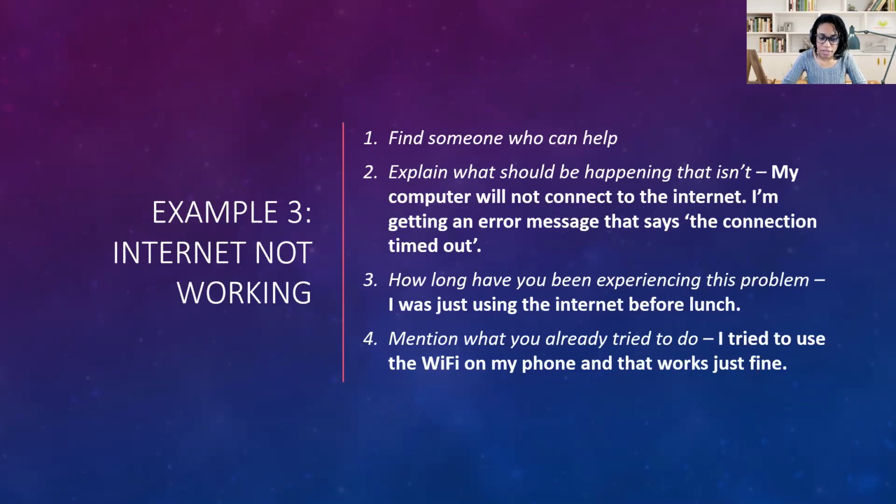So eventually we had to get in contact with Spectrum, and we told them our internet's not working, our computers won't connect, none of our devices will connect. And in this example, I give them the error message, but we didn't have one. And you want to let them know how long you've been experiencing the problem. Again, I was just using the internet before lunch, right? For us in our situation, it was literally like 5 minutes we had internet, and then the next 5 minutes we didn't have internet. So it was quite sudden. There was no slowdown or anything like that.